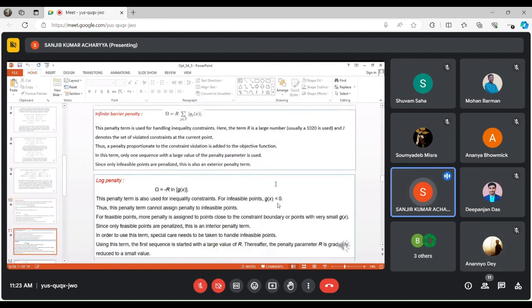Next, infinite barrier penalty term. Here look at the shape of the function. It is just the magnitude, so it will always be a positive term. It is also used for inequality constraints, and infeasible points are penalized. Log penalty. You know that in case of g(x) less than or equal to 0, what will be the value of log g(x), ln g(x)?